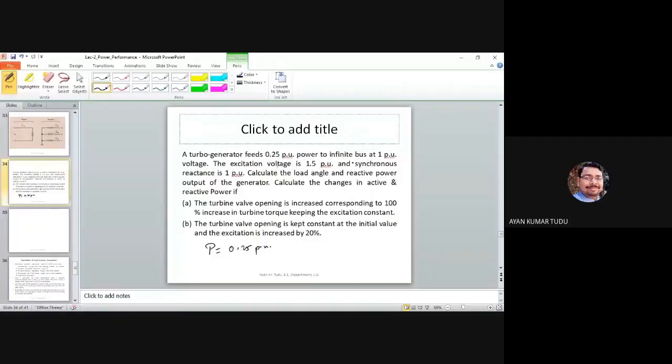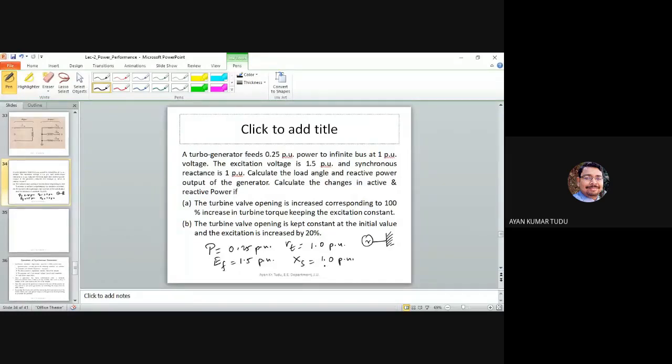It feeds 0.25 per unit power to an infinite bus at 1 per unit voltage. So it is stated that Vt is equal to 1 per unit, because we are assuming that the cylindrical rotor is connected to an infinite bus. So P is equal to 0.25 per unit, Vt is 1 per unit, the excitation voltage Ef is 1.5 per unit, and the synchronous reactance Xs is also given as 1 per unit.